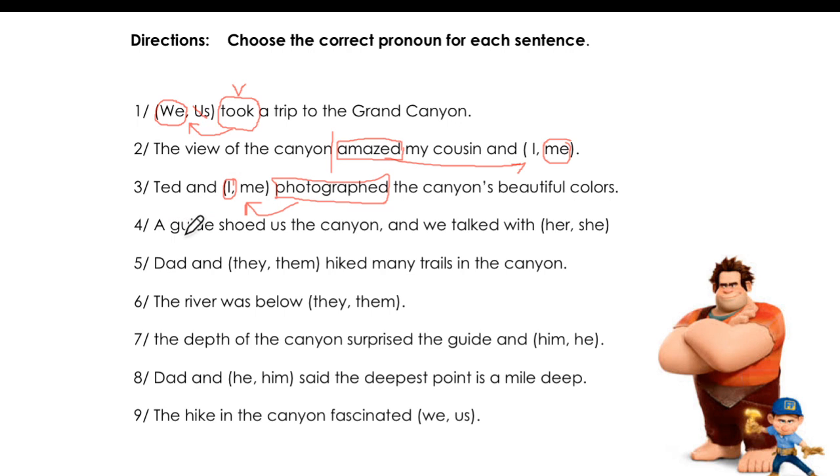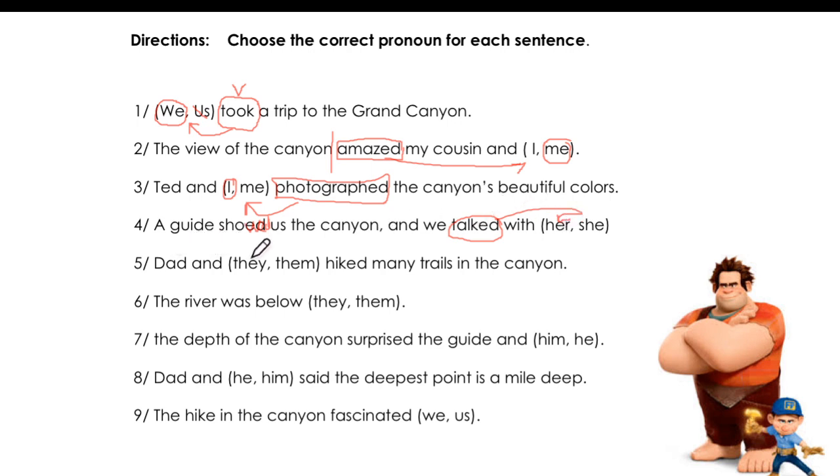Number 4, a guide showed us. It's a mistake, as I had in the worksheet before. Showed us the canyon, and we talk with her or with she. Action is talk. Talk with her or talk with she? Talk with her, because that's an object pronoun after the verb.